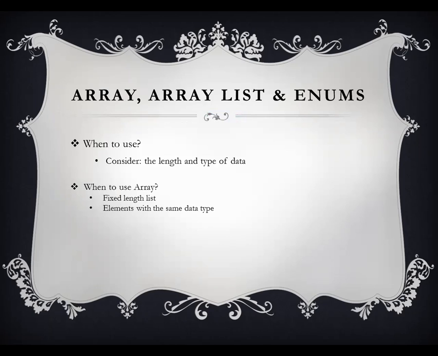arrays are used when we have a fixed-length list that may contain either primitive values like byte, short, and so on, or objects created from classes. All of the elements in an array must be of the same data type. Use an array when the length of the list is fixed and all the data are the same, and we may want to dynamically change some of the items in the list.